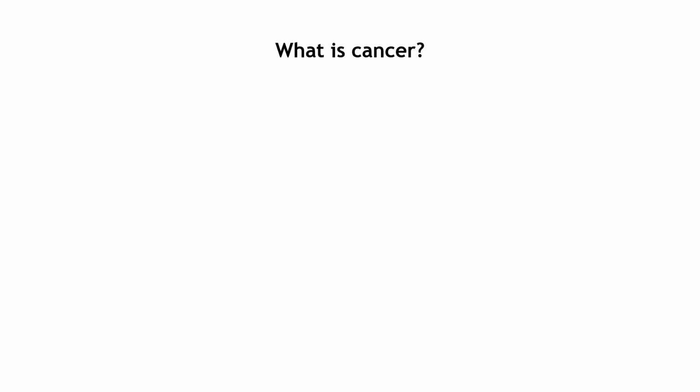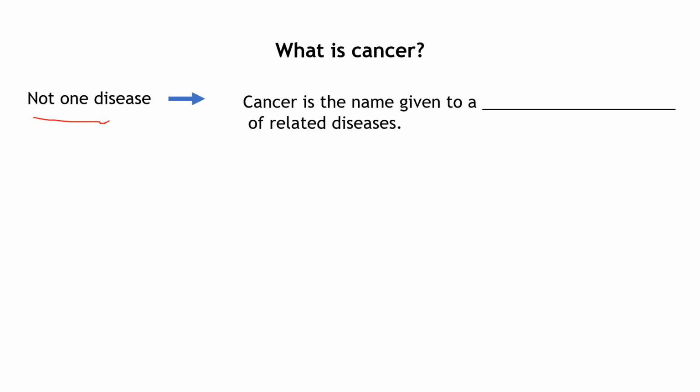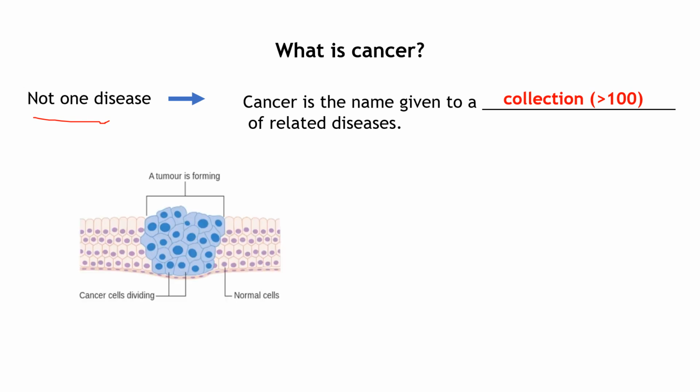So now we know that, and just to remind you, cancer is not one disease. Instead, cancer is a name given to more than 100 diseases that are related. And if you see here, you have the most common type of cancer, which we said was the carcinoma.